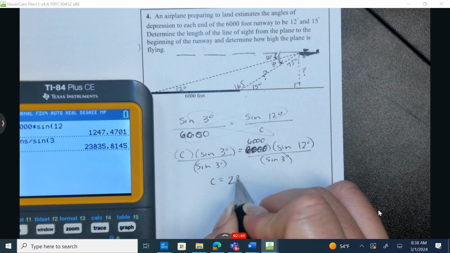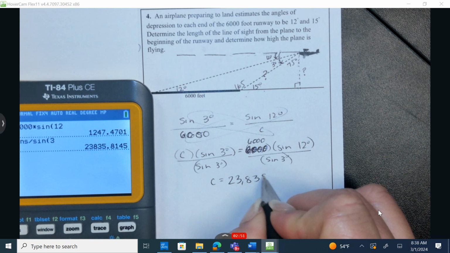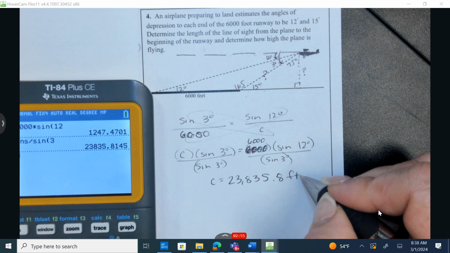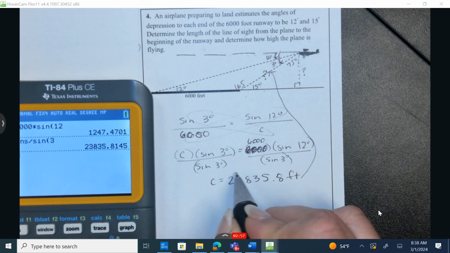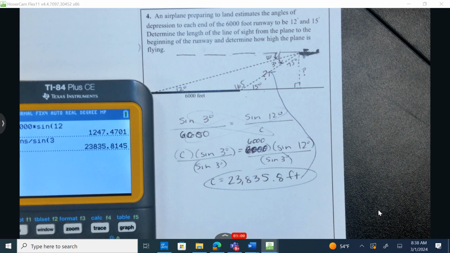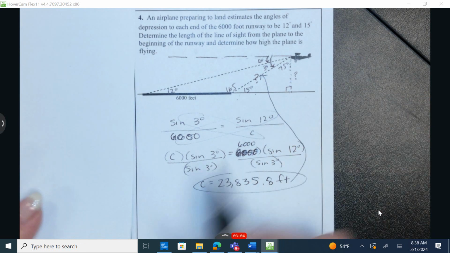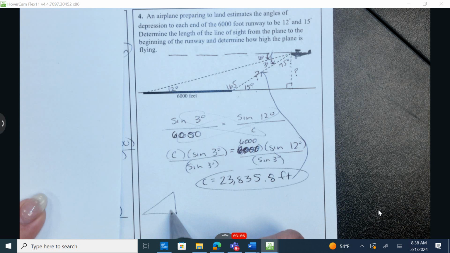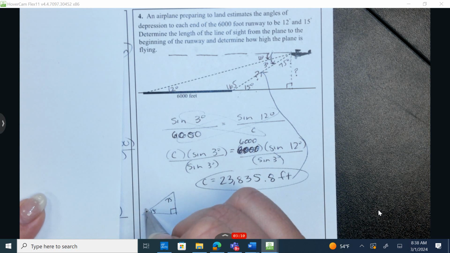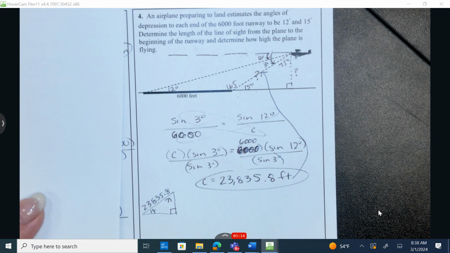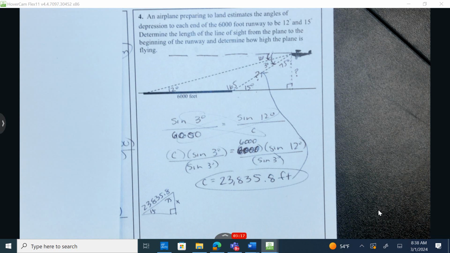Okay, so I have 23,835.8 feet. And that's going to represent the distance of the line of sight to the beginning. Alright, I'm going to go back and look at this triangle knowing I have a right triangle. This is 75, this is 15, and I know this length is 23,835.8. And I want to know what is this length.